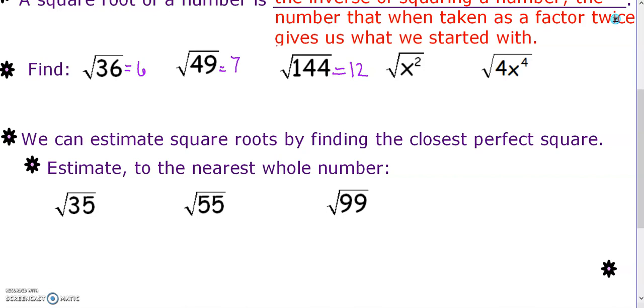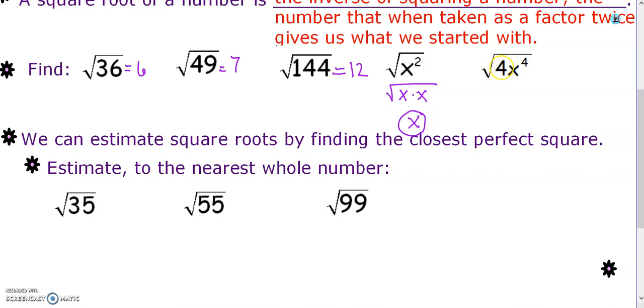Next we have variables. One thing we want to take a look at with variables, and we talked about this when we were working with exponents: if we have x squared, it's really x times x. So we have the same number times itself. We just don't know what that number is. So the square root of x squared would be x.